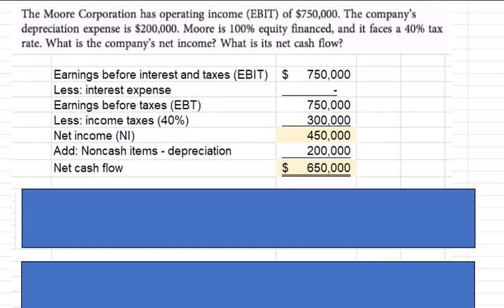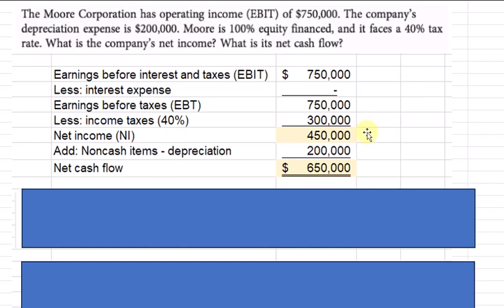Okay, so they tell us earnings before interest and taxes is $750,000. There's no interest expense because there's no debt. They're in a 40% tax rate situation. So if we take 40% of EBIT, we get $300,000. That leaves us net income of $450,000.